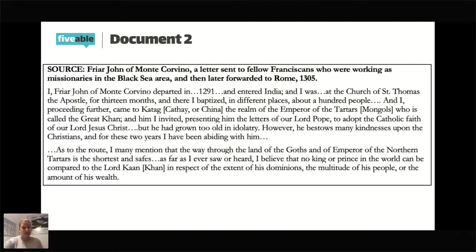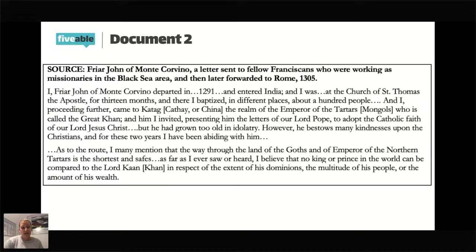So how I would explain it is that Friar John is trying to explain that the areas of the Great Khan in China are going to be open for conversions. And that ties to the purpose. So if it ties to the purpose, what are they going to want to do? They're going to want to convert the people. And so this would lead to an influx of Christian missionaries into the Far East. So you can use that with intended audience.